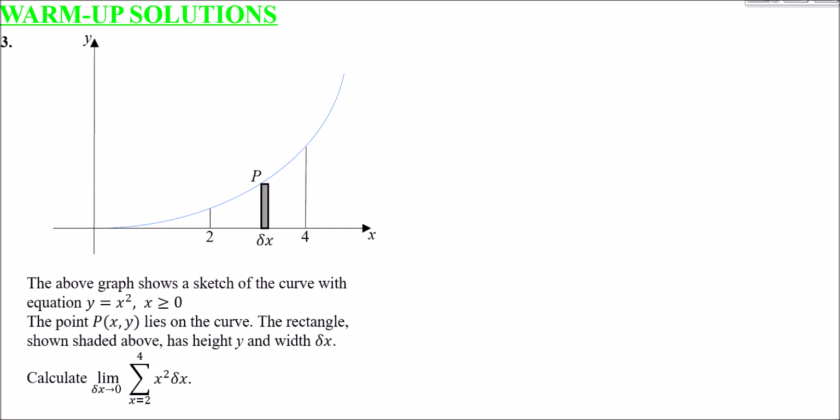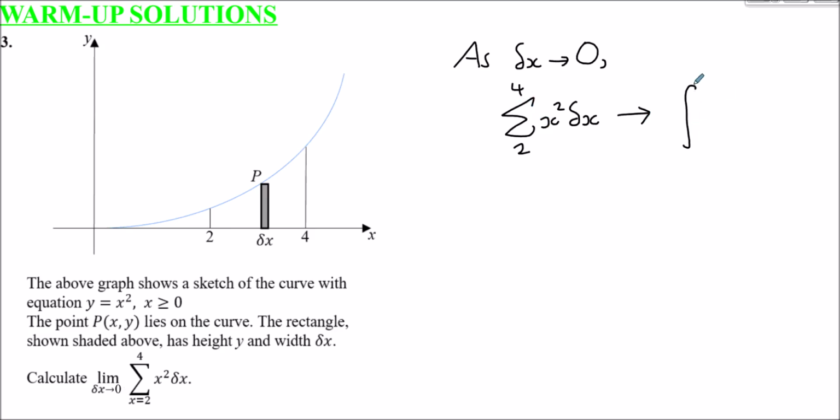So as delta x approaches 0, then the sum from 4 to 2 of x squared delta x approaches the limiting value where we can consider the actual integral. So this sigma becomes a summation, a calculus summation, between the limits of 4 and 2 of x squared, and delta x we can replace with dx. And so essentially we're integrating.